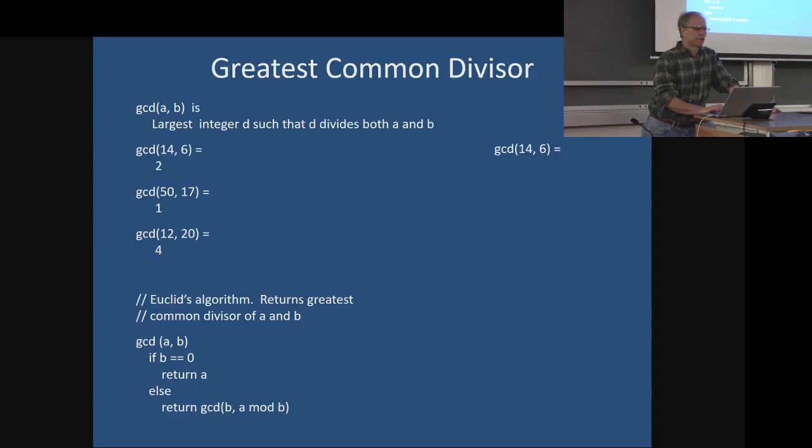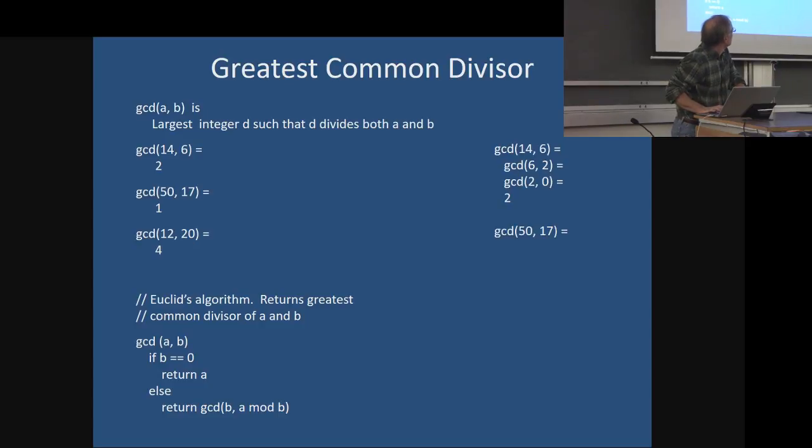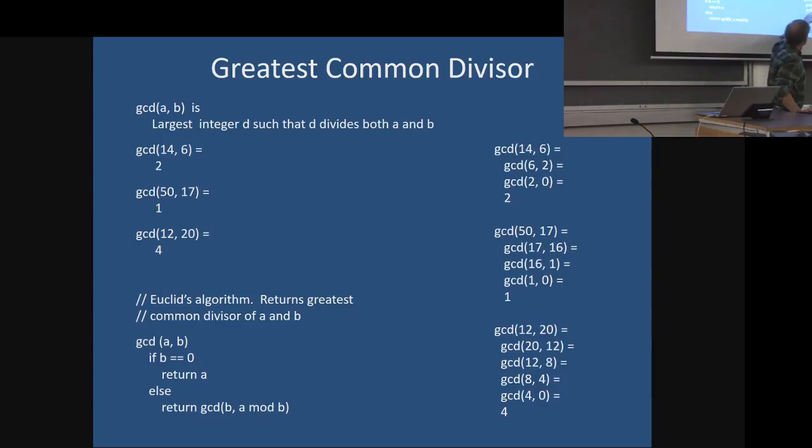So to do the GCD of 14 and 6, it computes the GCD of 6 and 2. What you'll always see is the second parameter becomes the first parameter, and the new second parameter is the mod of the first two. And that's the GCD of 2 and 0, which is 2. GCD of 50 and 17, you get 17 and 16, 16 and 1, 1 and 0, and you get 1. And with 12 and 20, it's 20 and 12, 12 and 8, 8 and 4. Okay, so you see this going on.